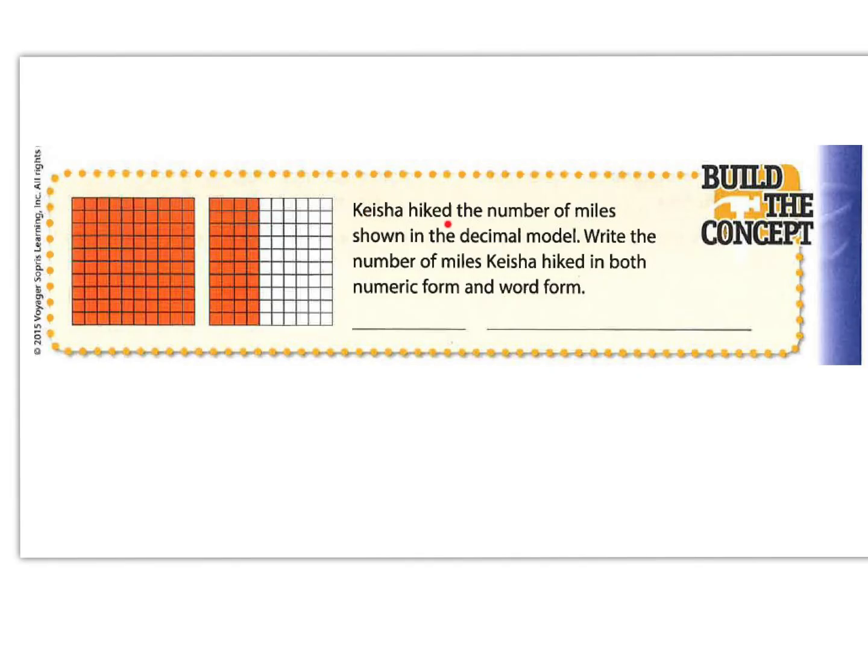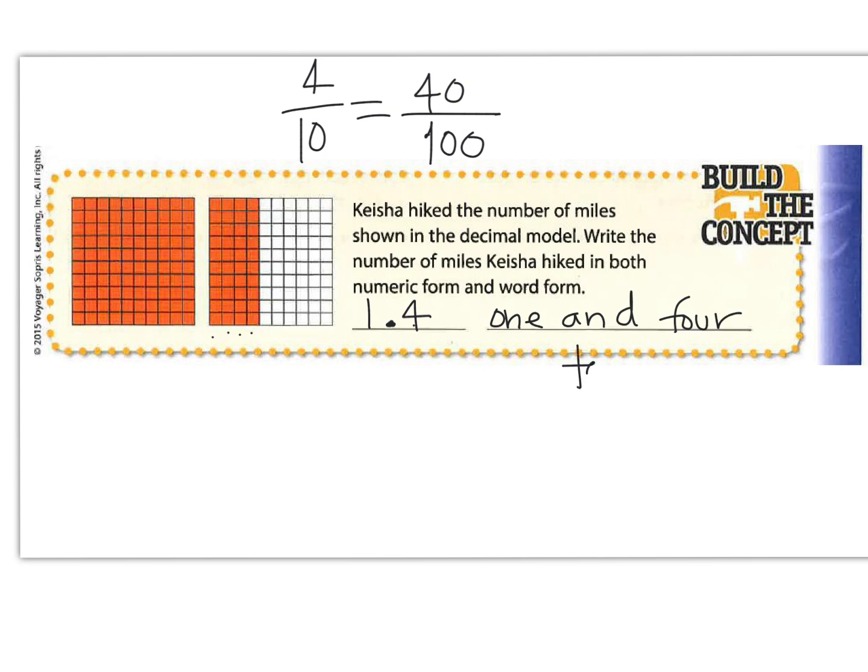This says Keisha hiked the number of miles shown in the decimal model. Write the number of miles Keisha hiked in both numeric and word form. Well, let's do numeric first. We have one whole, and then we have 10, 20, 30, 40 tenths, or sorry, 4 tenths or 40 hundredths, because 4 tenths is the same as 40 over 100. So we'll put 4 tenths. So she hiked 1 and 4 tenths. Okay.